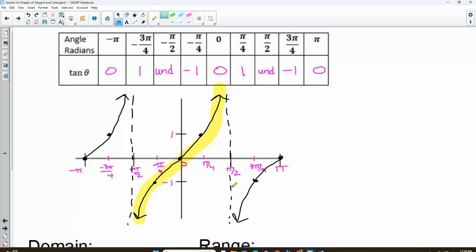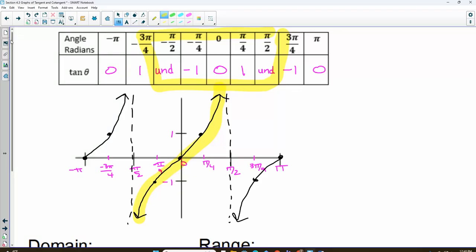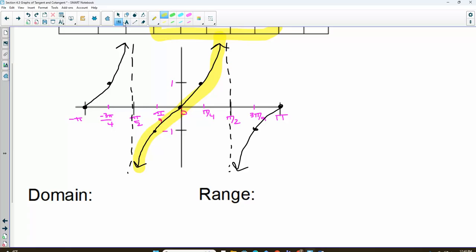So we won't do all of these points when we're graphing it. These will be enough for us to get that entire graph. We could answer questions about domain and range. Probably not what I'm really going to ask you. I threw it on here just as a discussion. Domain: this graph doesn't exist everywhere. Where does it not exist?